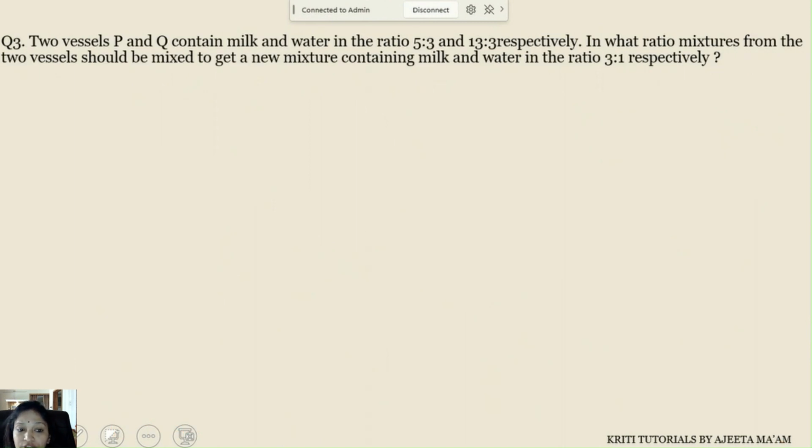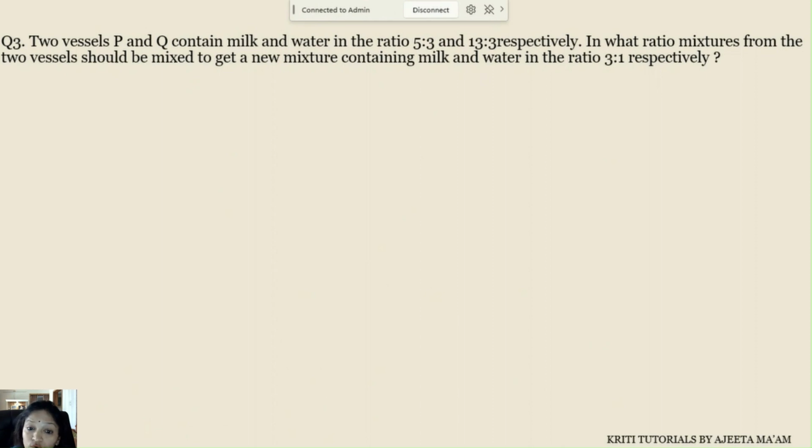Now here we are given two vessels in which two things are being mixed, that is milk and water, and they are being mixed in different ratios. In the first vessel, milk and water are mixed in the ratio 5 is to 3, and in the second one in the ratio 13 is to 3. Now they are asking in what ratio mixtures from the two vessels should be mixed to get a new mixture containing milk and water in the ratio 3 is to 1. So in what ratio shall we mix them?